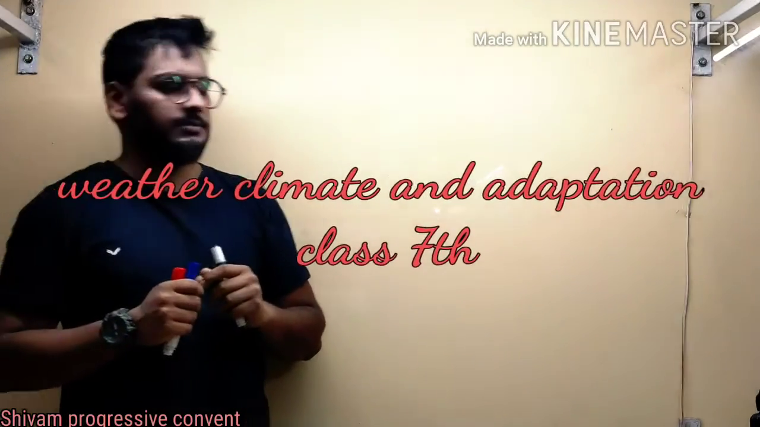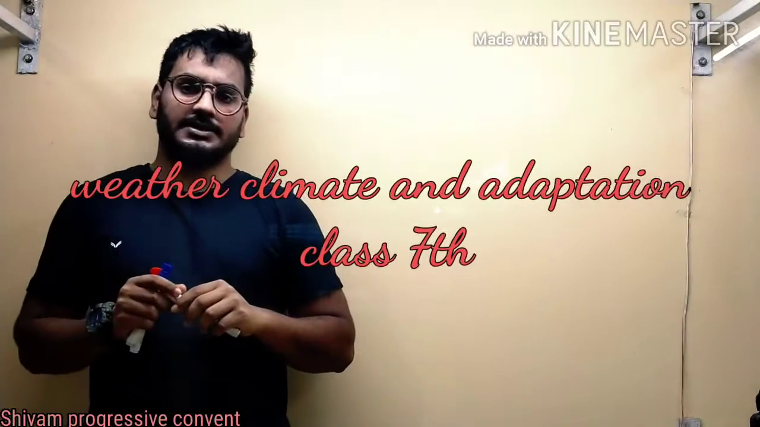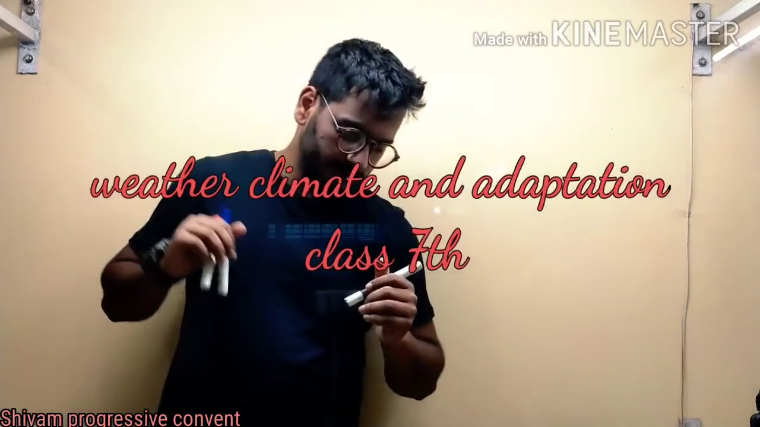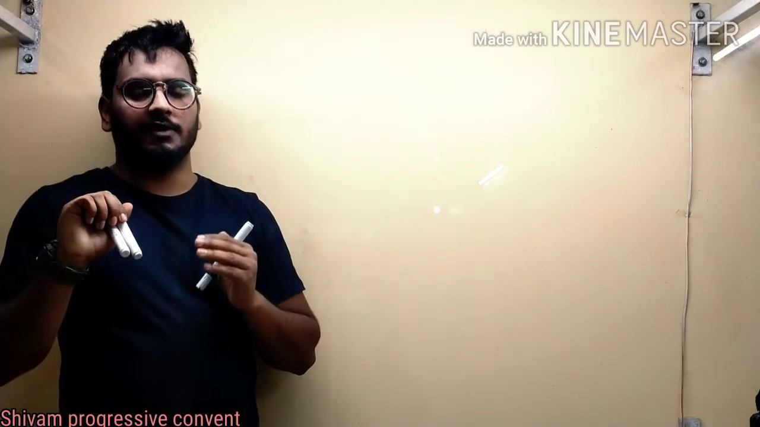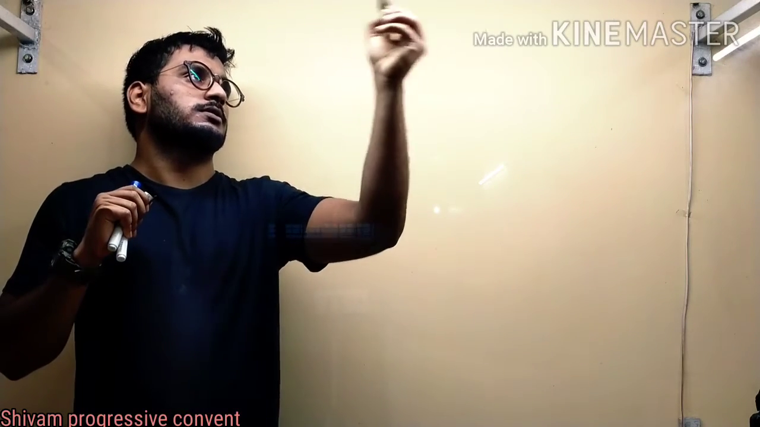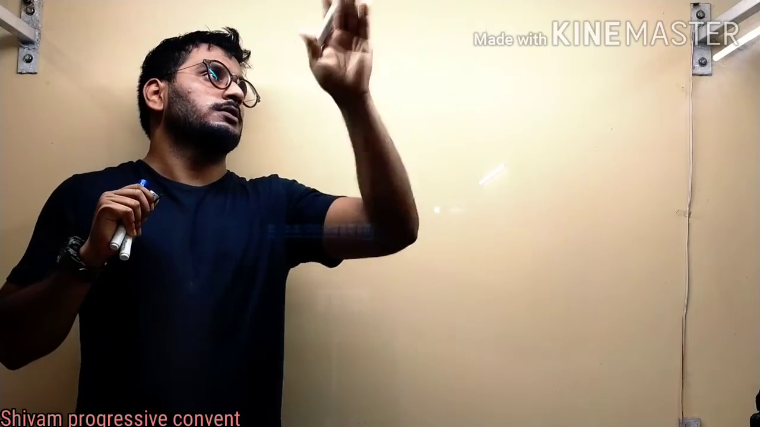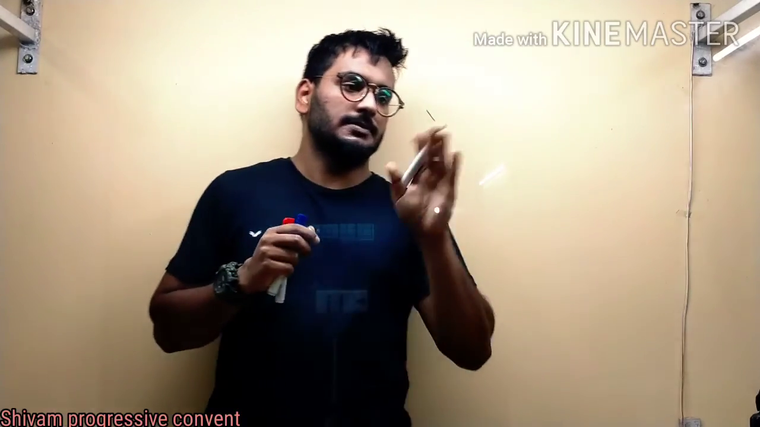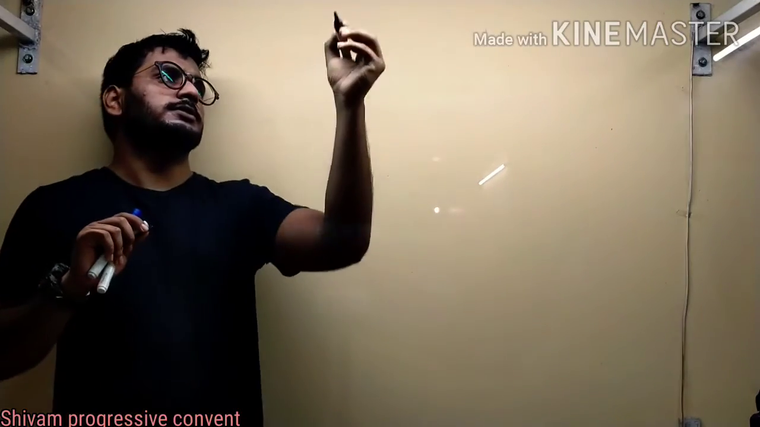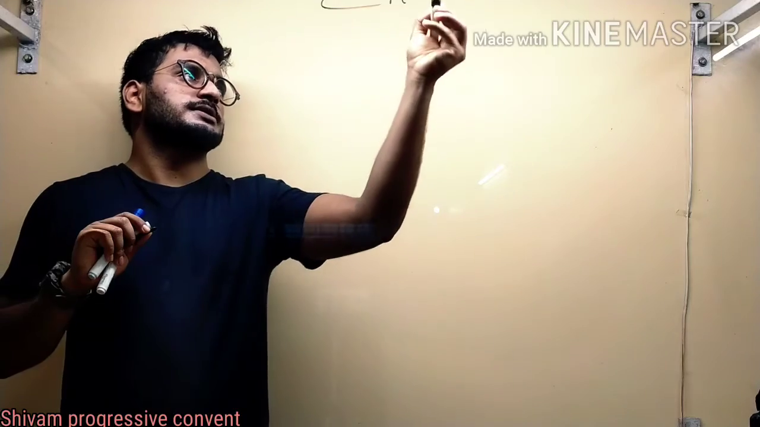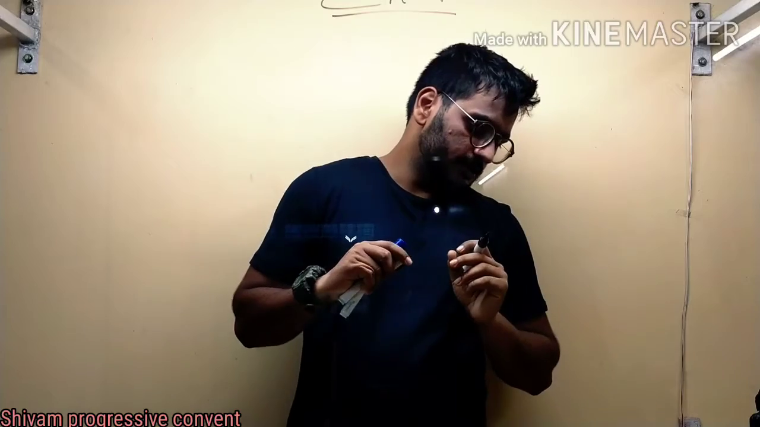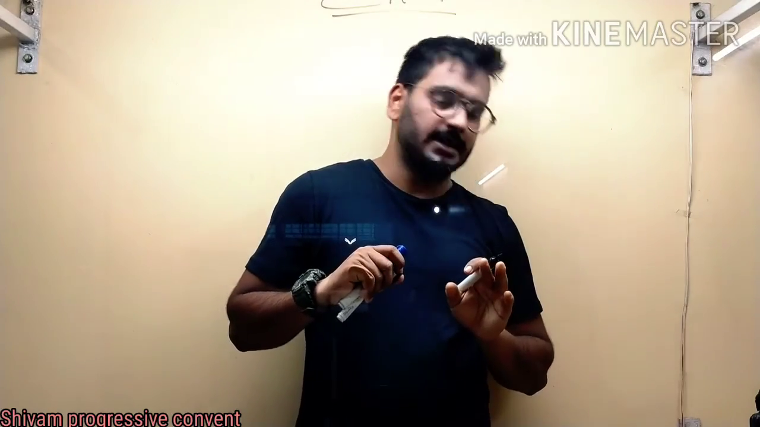And in today's class I am going to discuss the chapter of your science subject, and this is from class 7th. So this video is about class 7th science. Your chapter 7, the name of the chapter is weather, climate and adaptation of animals to the climate.